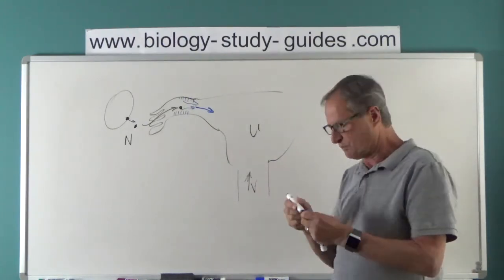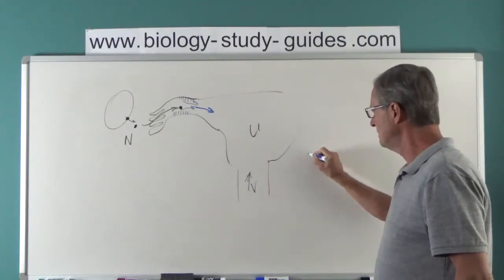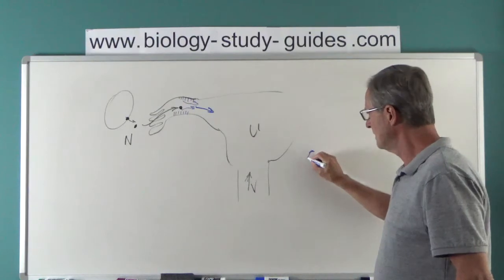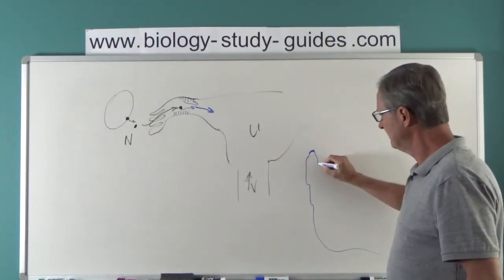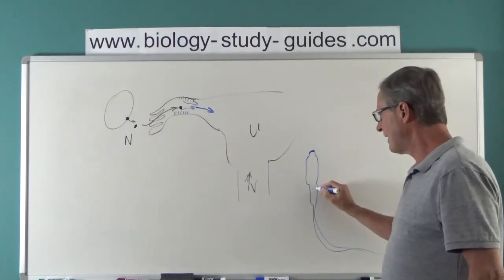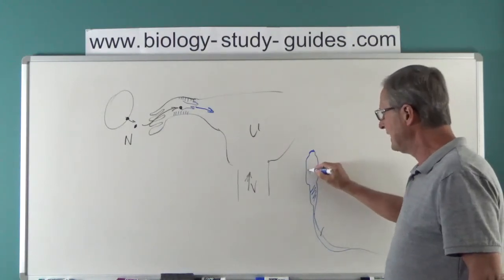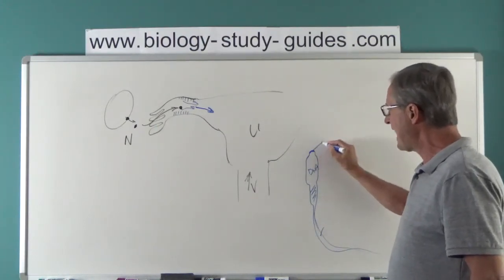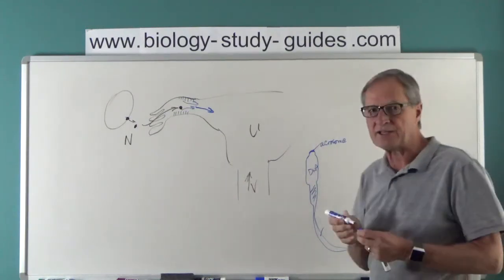Remember the structure of sperm. Sperm have the acrosome at the tip of their head, a midpiece, and a tail. And the midpiece has mitochondria in it. The tail is just a flagellum. The DNA is in the head. The acrosome is the key part at this stage here.